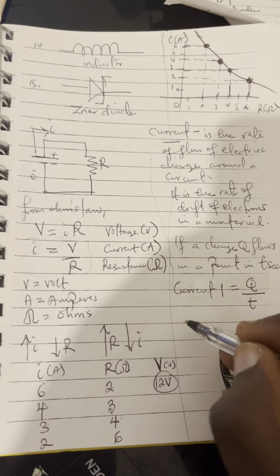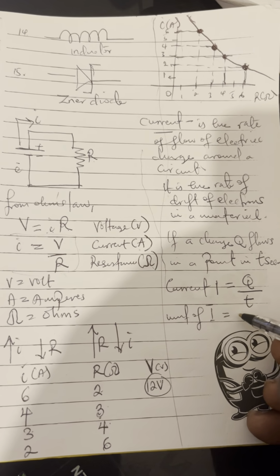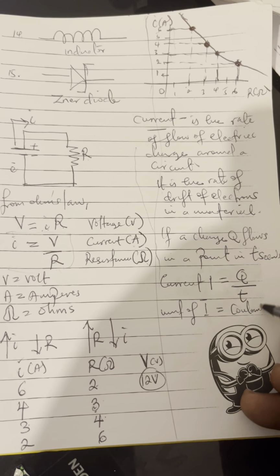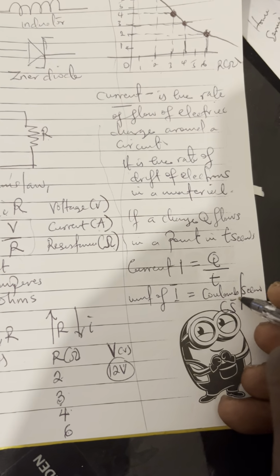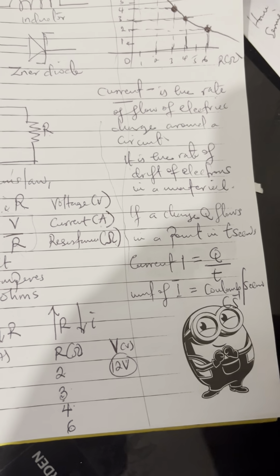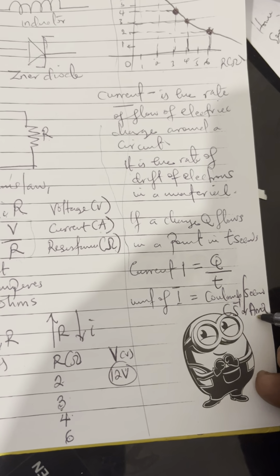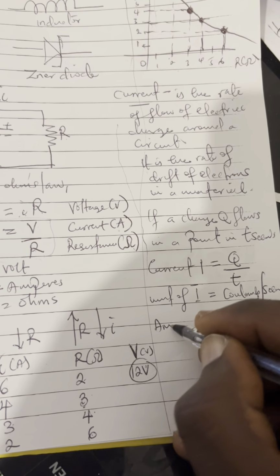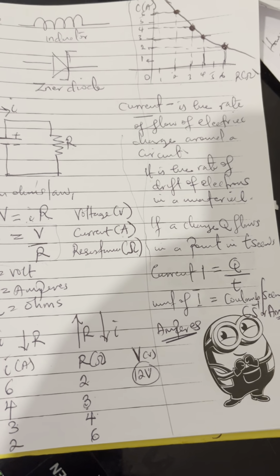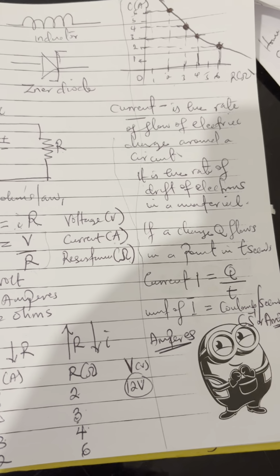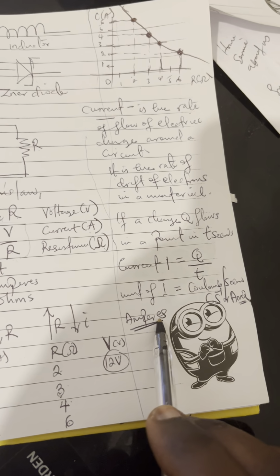And the implication of that is that the unit of current I is equal to Coulomb per what? Per second. That is C s minus 1. Coulomb per second, or you can just say amperes. So it is Q over T, Coulomb per second or amperes.